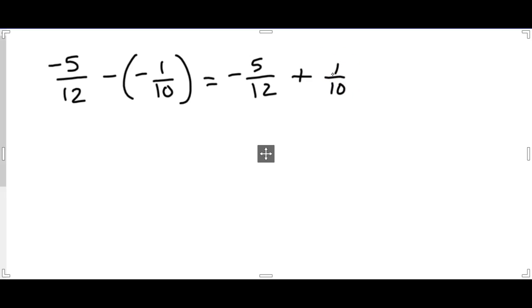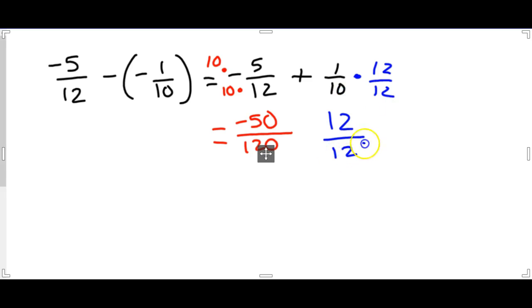So next we need a common denominator before we can add or subtract these. So the denominator of the second fraction is 10. That means I multiply top and bottom on the first fraction by 10. So this first fraction would become -50 because 10 times -5 is -50 over 120 because 10 times 12 is 120. The denominator of the first fraction is 12, so we multiply the other fraction, top and bottom, by 12. 1 times 12 is 12. 10 times 12 is 120 again. And it was a positive answer, so now we have a common denominator.